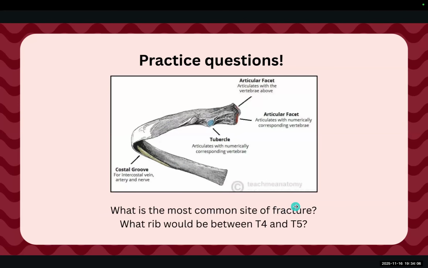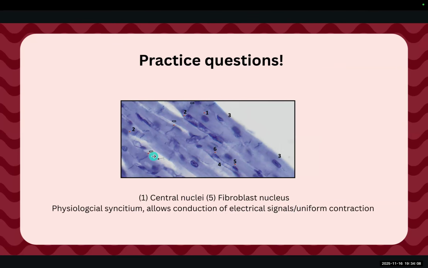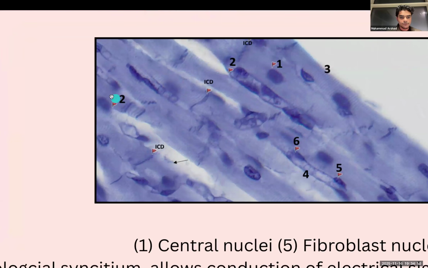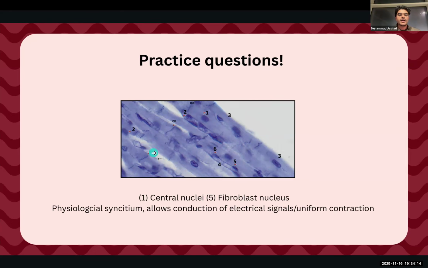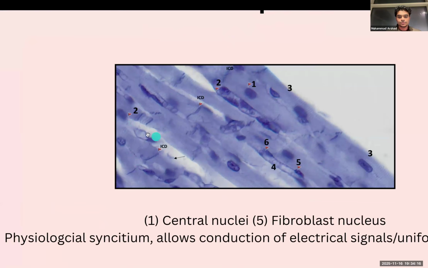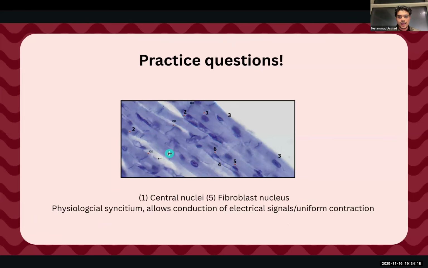Could you describe what the intercalated disc does? Okay, so basically, you have all of these different cardiac muscle cells that are joined together, right? And you want to conduct electrical signals between them. First of all, you want very rapid electrical conduction between them, right? Because your heart is contracting very rapidly, right? It needs to be able to respond to stimulus rapidly.